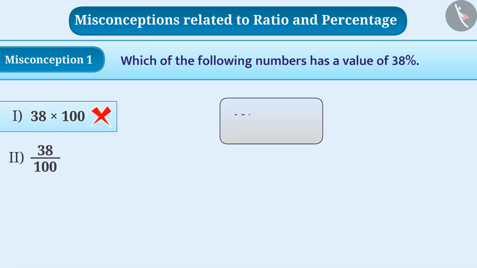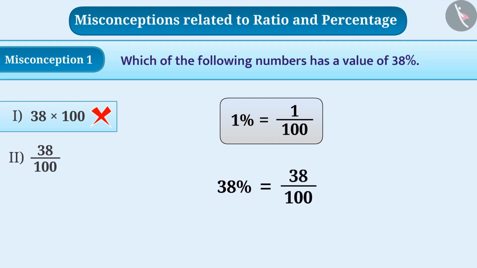Always remember that percent means 1 by 100, therefore 38% is equal to 38 divided by 100, so option 2 is the right answer.